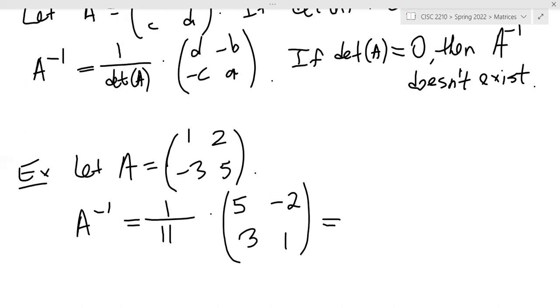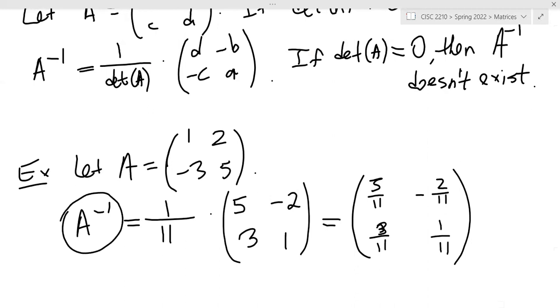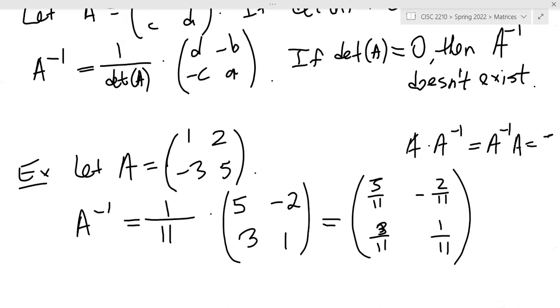This is not matrix multiplication, it's just scalar multiplication. We're taking a number and multiplying it by a matrix. So that's easier. That's 5/11, and then -2/11, and 3/11, and 1/11. So this is the inverse of A. In other words, A times A inverse is going to be equal to A inverse times A, which is going to be equal to the identity matrix.